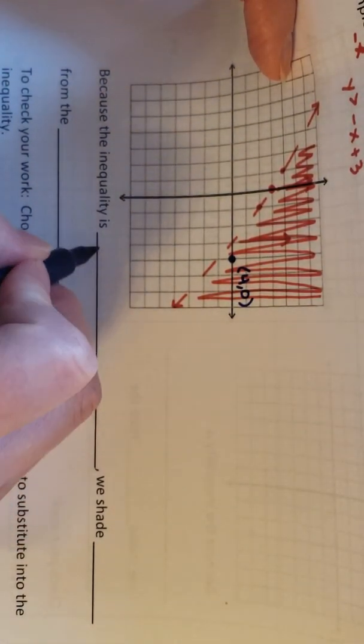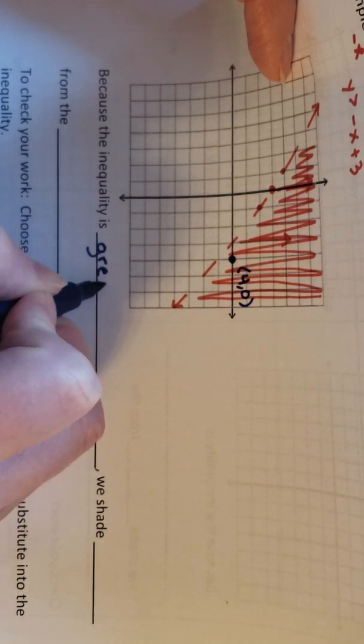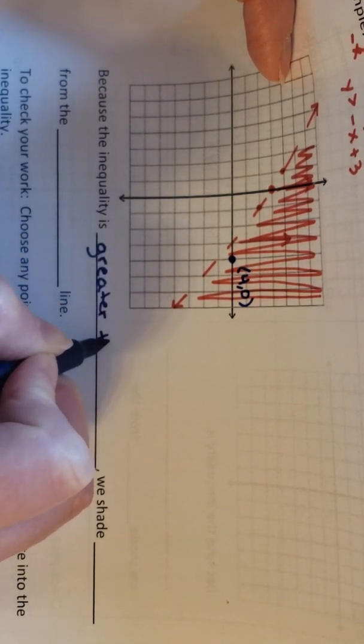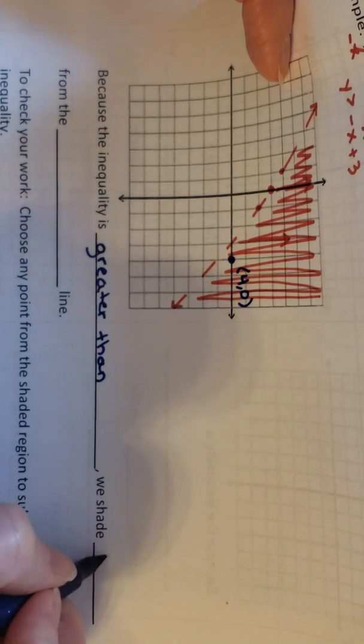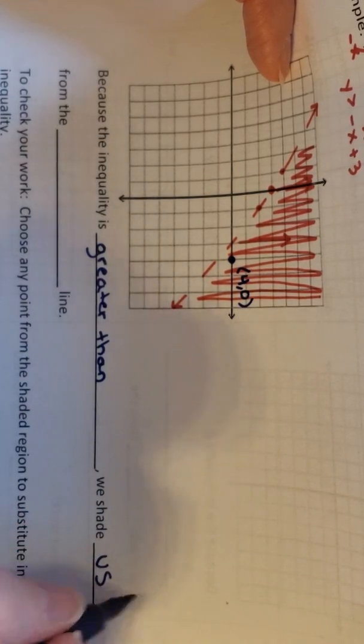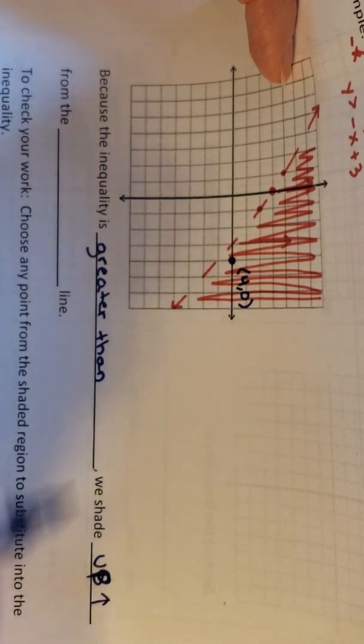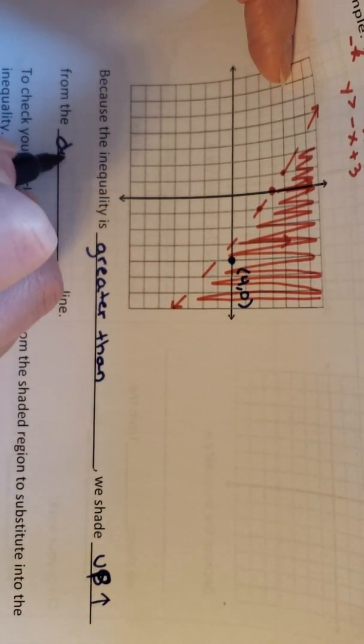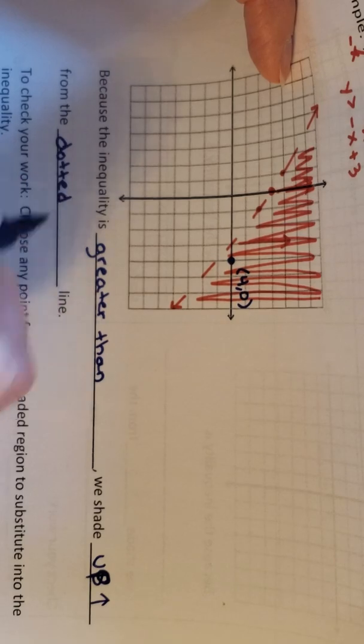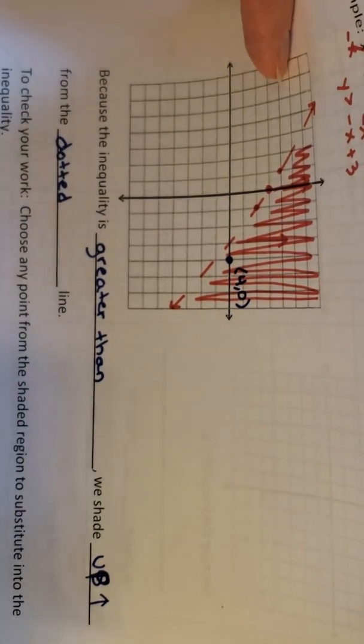So let's backtrack a little bit. Because the inequality is greater than, you're going to shade up, and we're going to use a dotted line. Okay. All right, let's try another.